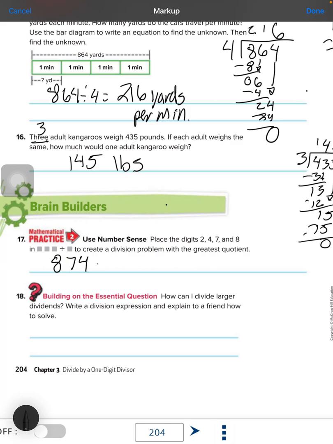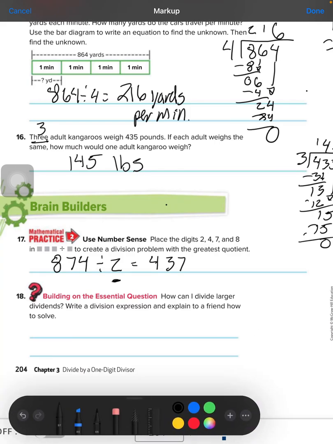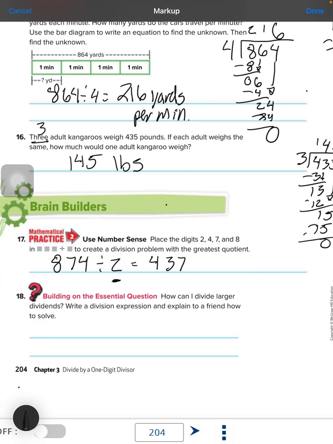So here's the number that I came up with: 874 divided by 2. That divisor is the littlest number in the group, which means this answer will be the biggest it possibly could be. It's kind of crazy and kind of silly, and it's quite the brain thing, so go ahead and just write it down because you've done a lot of work on this chapter already.